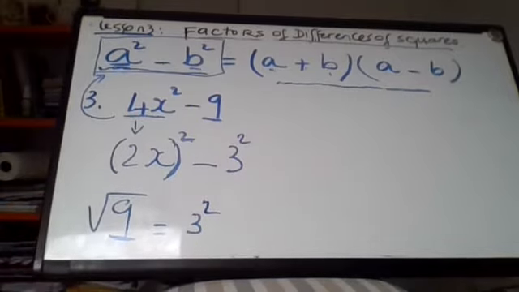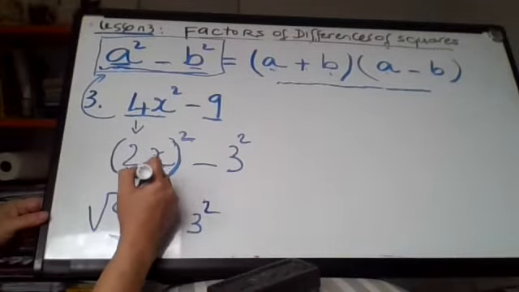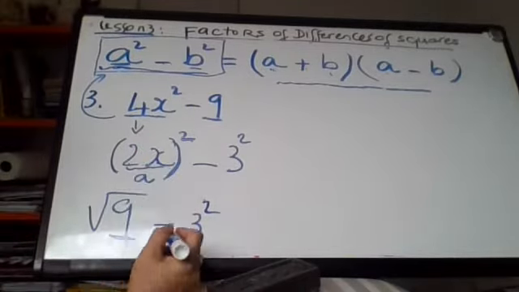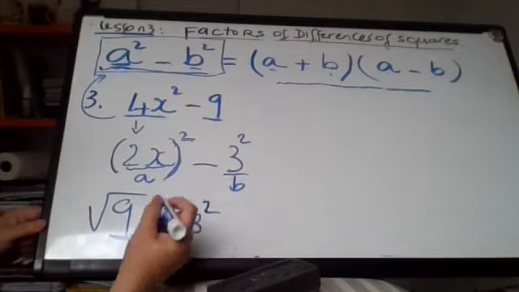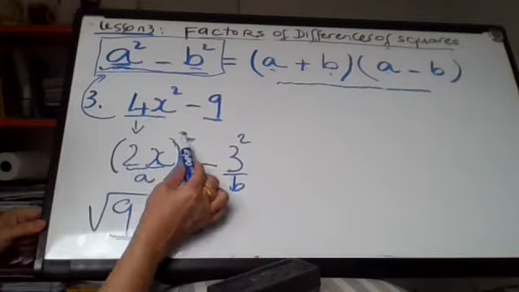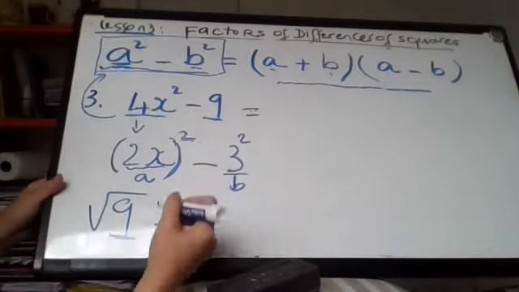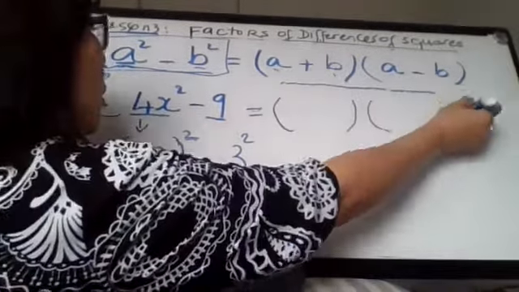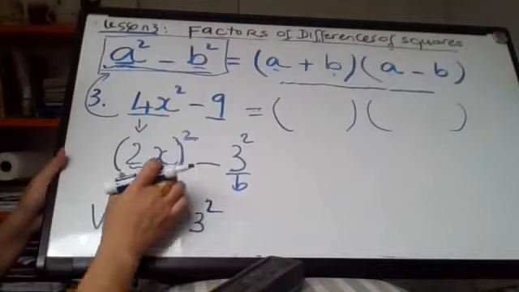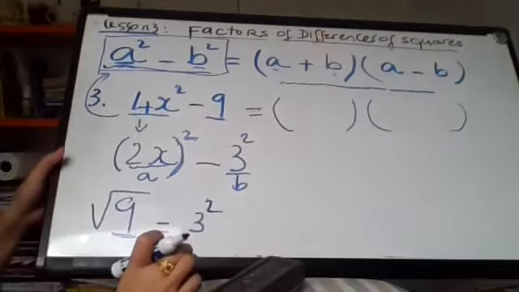At this point, you will see, oh, what is my A? My A here is 2x. What is my B? My B here is number 3. And I have A squared minus B squared. Now I'm going to factor this. How do I factor this? Two brackets again. As long as I know what my A is and what my B is, I can use this formula and put it in here, right?